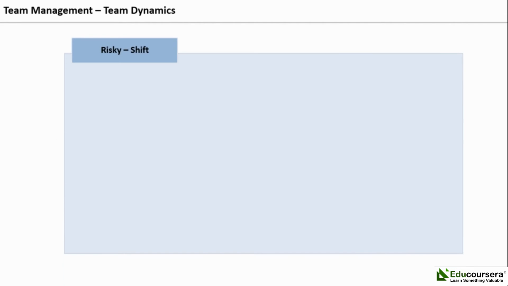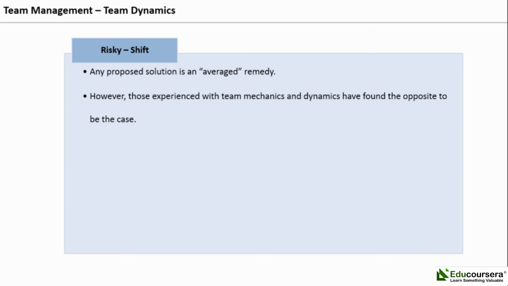Risky shift. Many people think that the proposed solutions to team projects would be fairly conservative. That is, any proposed solution is an averaged remedy. However, those experienced with team mechanics and dynamics have found the opposite to be the case. Teams often get swept up with expansive and expensive remedies. There are ways to combat this tendency.